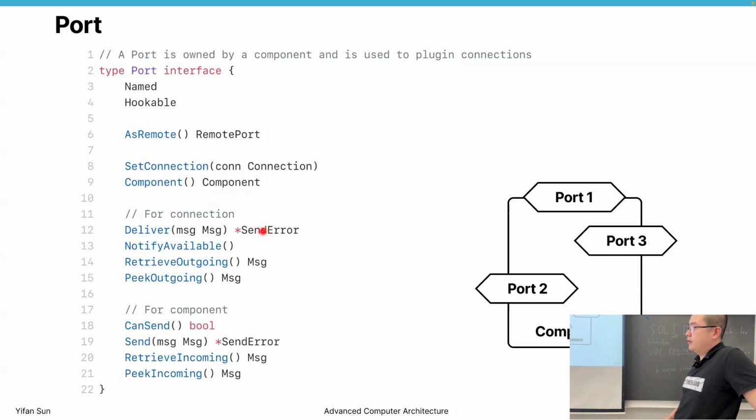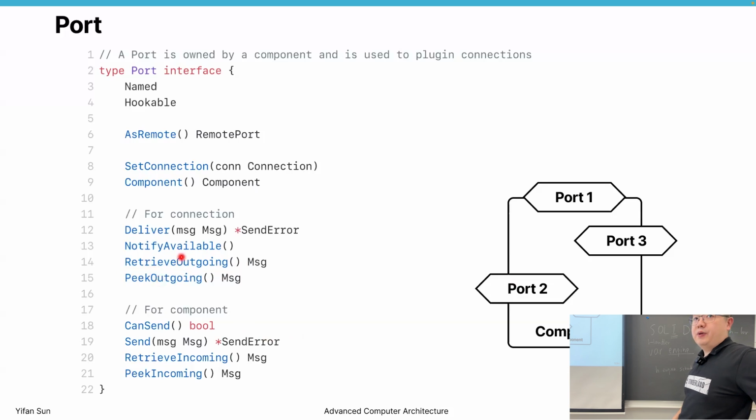There are a set of methods, for example, deliver. You can see I wrote a comment here. These few functions are for the connections to call. So a connection will deliver a message, putting the message into this port. NotifyAvailable tells this port that the connection becomes available. RetrieveOutgoing: when we're sending out, it retrieves a message from the buffer. Or PeekOutgoing.